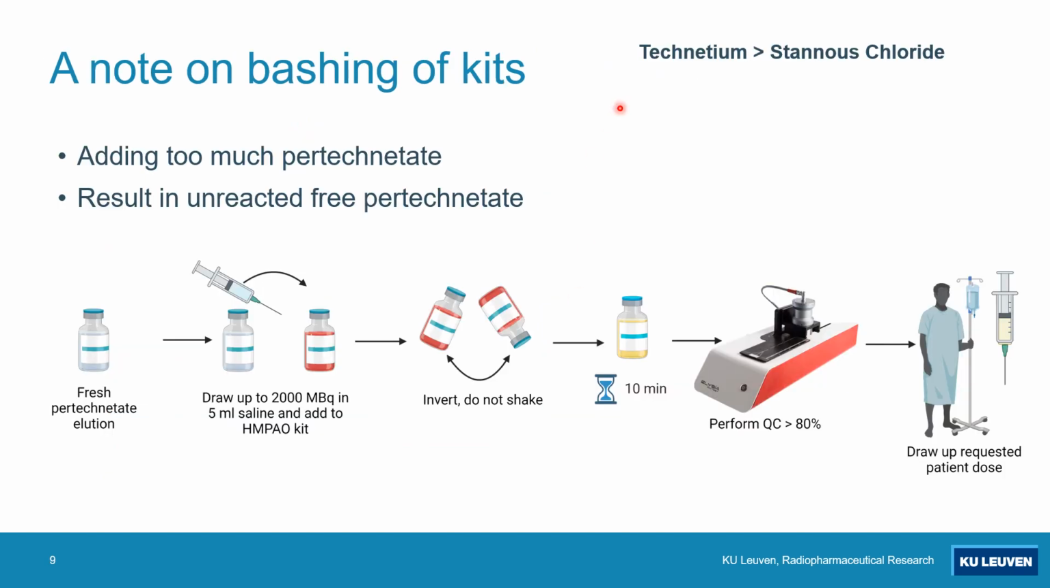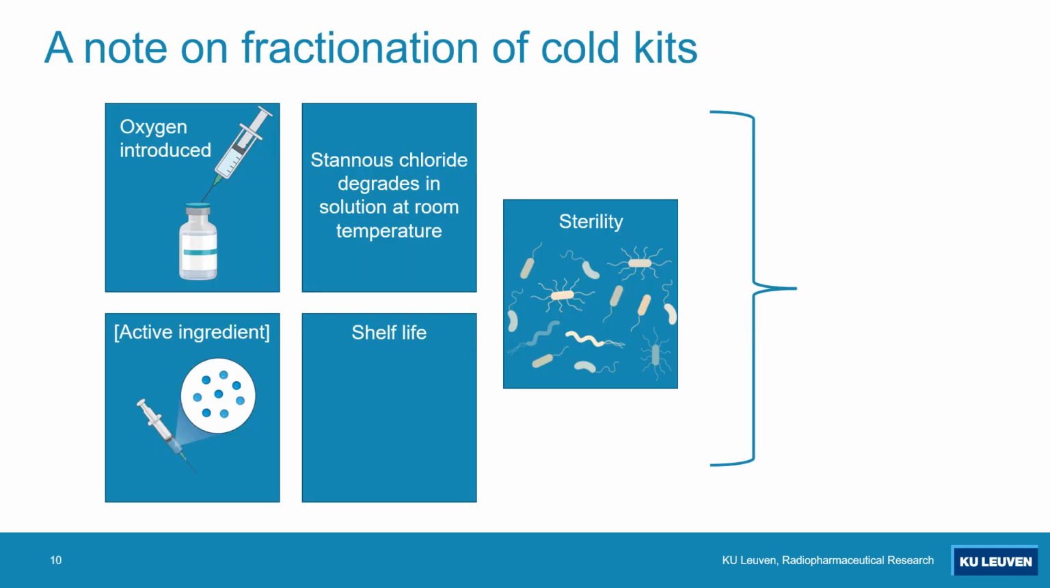So that is one way you can have more technetium than your stannous chloride, that is in your formulation or in your kit. Another big problem is that you should not be bashing kits. You should not be adding more pertechnetate than what is prescribed on the package insert. This results in unreacted free pertechnetate and a low radiochemical yield. Okay, please don't do this.